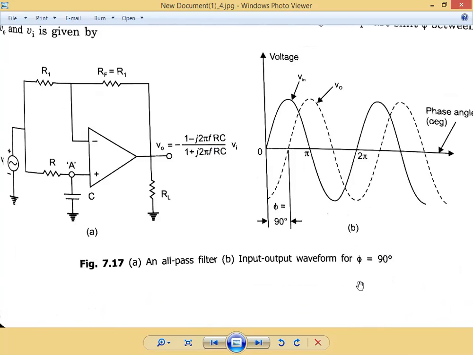In such a way, this all-pass filter passes all the signals, which means there is no attenuation of the signal. Whatever input we have given is produced as output, and there will be a phase shift of 90 degrees. So this is about the all pass filter. With this, we have completed our fourth unit, that is, filters. Thank you, students.